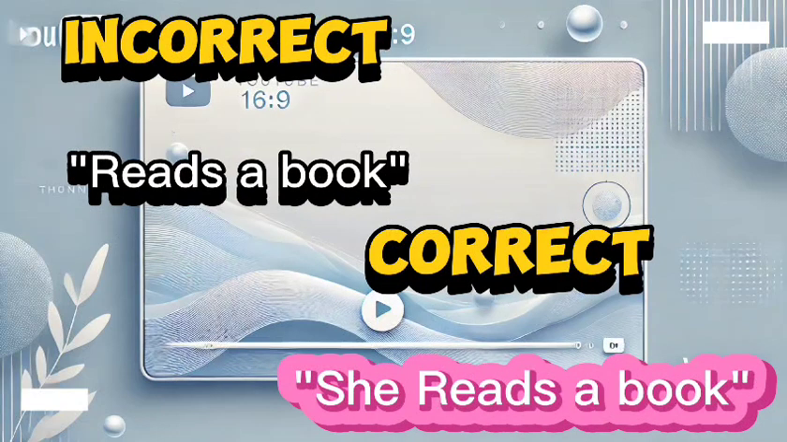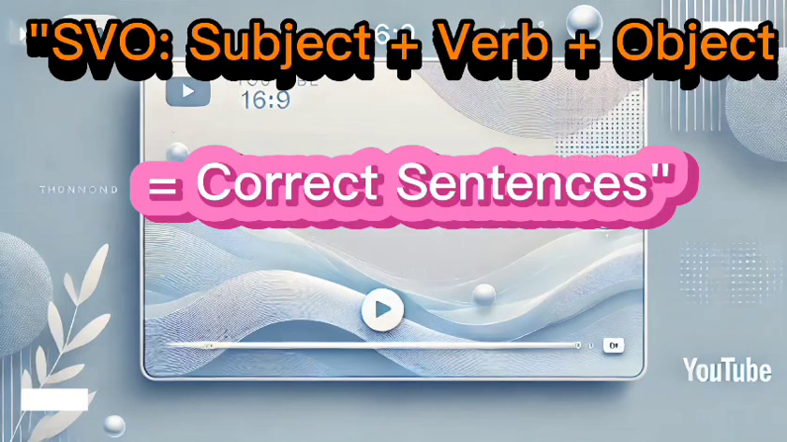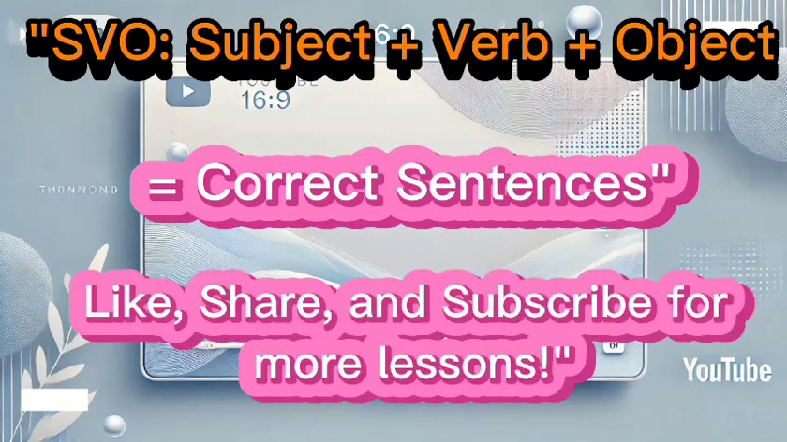Many learners forget the subject or object. For instance, instead of saying, "reads a book," you must include the subject. She reads a book. Another common error is incorrect word order. For example, "the ball kicks he" should be corrected to "he kicks the ball." Remember, the basic sentence structure is subject plus verb plus object.